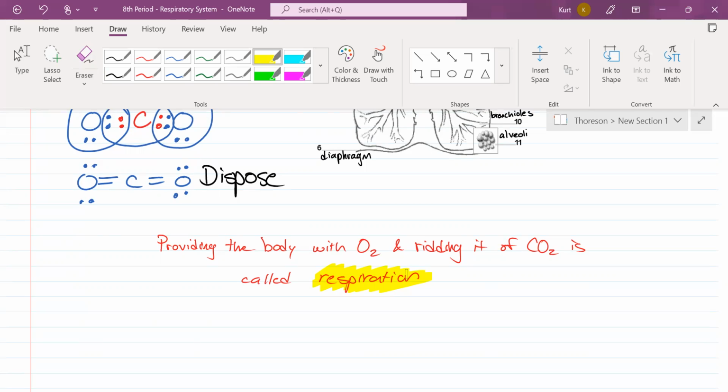Oxygen. What gas is removed? You need to know that you need O2 and you remove CO2 when it comes to respiration. So in other words, O2 goes in, CO2 goes out.